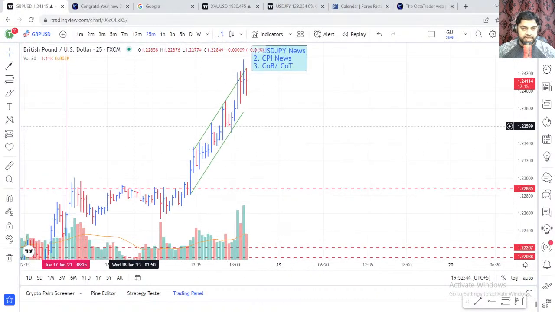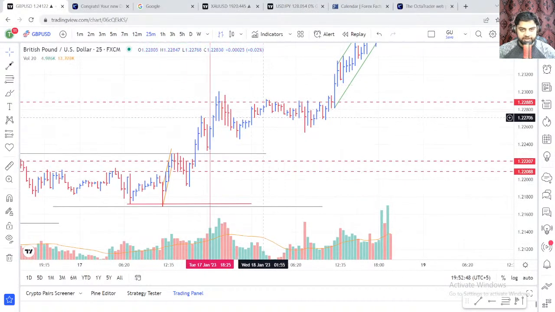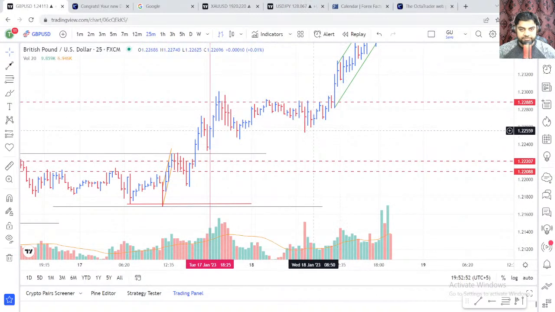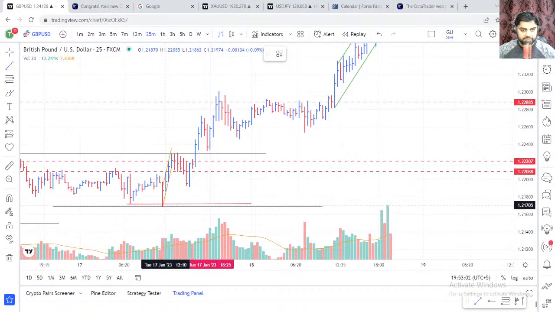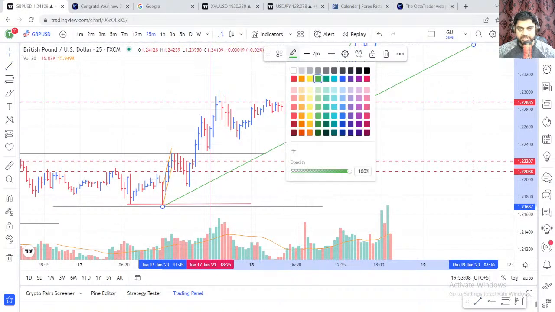Okay, so guys, you can see very well that on the 25-minute time frame there is this uptrend going on, isn't it? So we can also make some trend lines along the way, shall we? Okay, so I will start my trend line from here and I will make it in such a way that it encompasses everything in the market currently.